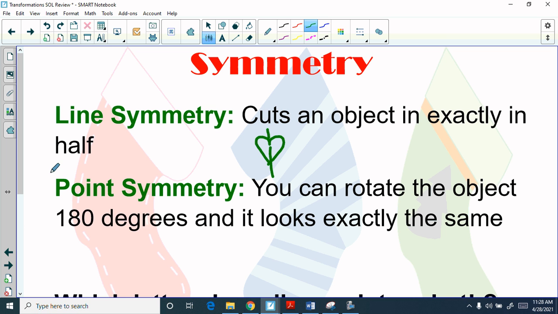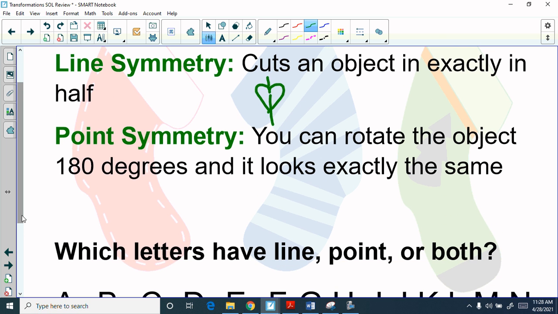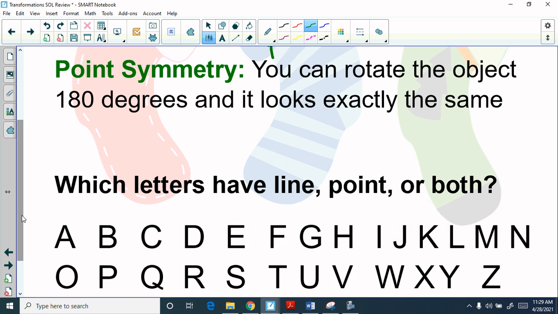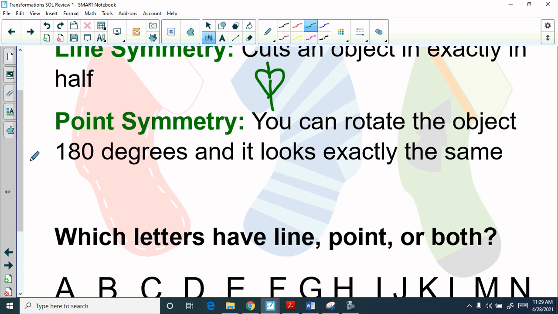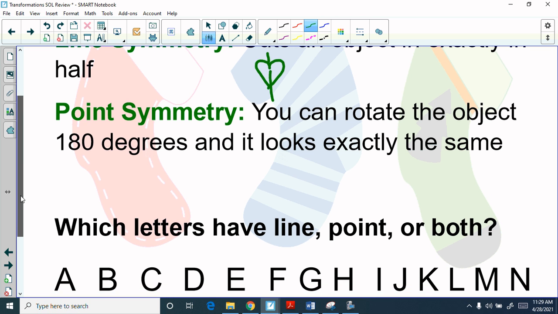Point symmetry is when you can rotate something 180 degrees and it looks exactly the same. So if we had an equilateral triangle and we rotated it 180 degrees, would it look the same? That's the things that you're thinking about. Now, a lot of the times they like to give you letters. The thing with the triangle, it would not work, right? Because the point would be in the opposite direction. So that would not have point symmetry. A square would have point symmetry. We turn 180 degrees, it looks the same. A rectangle would have point symmetry.